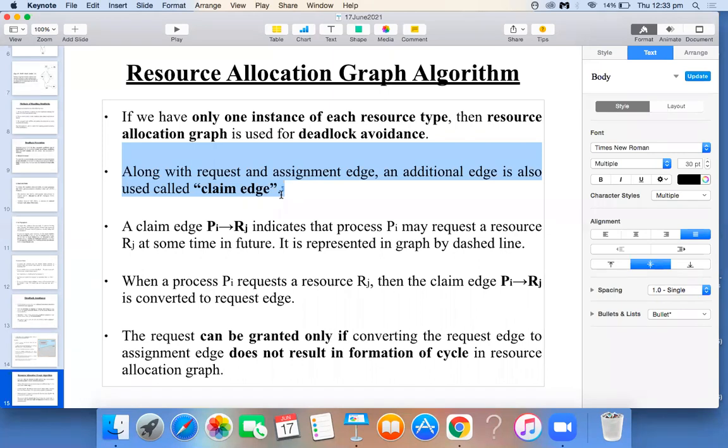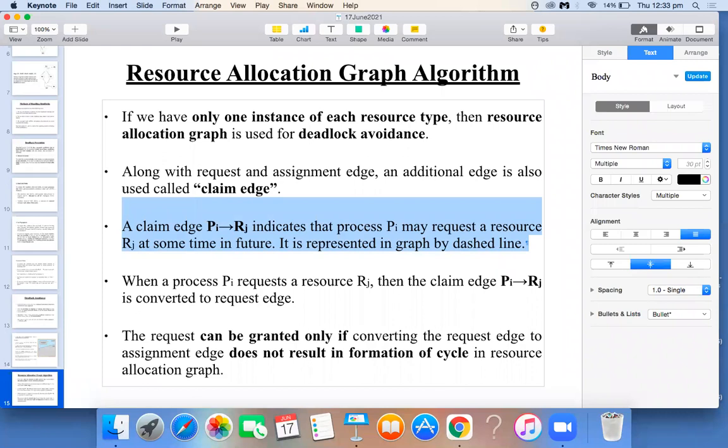We must show that prediction in the graph, right? How do we show that in a graph? We show it using the claim edge. That is usually drawn with dashed lines. So you can see that. I will just highlight that point. A claim edge indicates that the process Pi may request a resource.